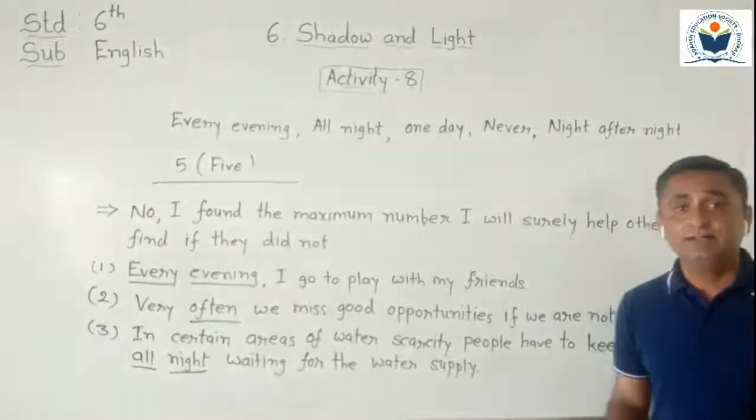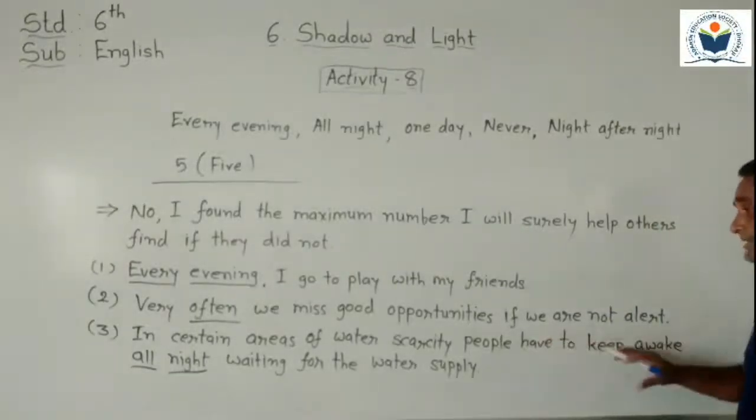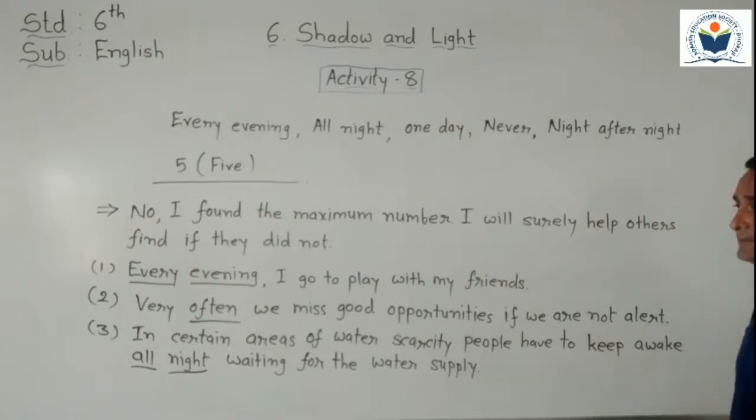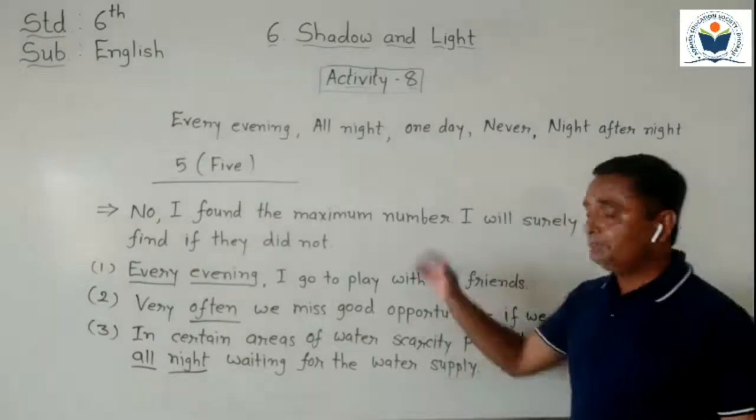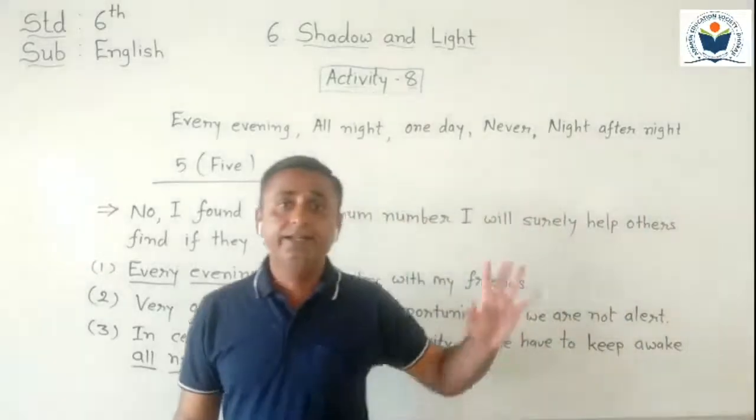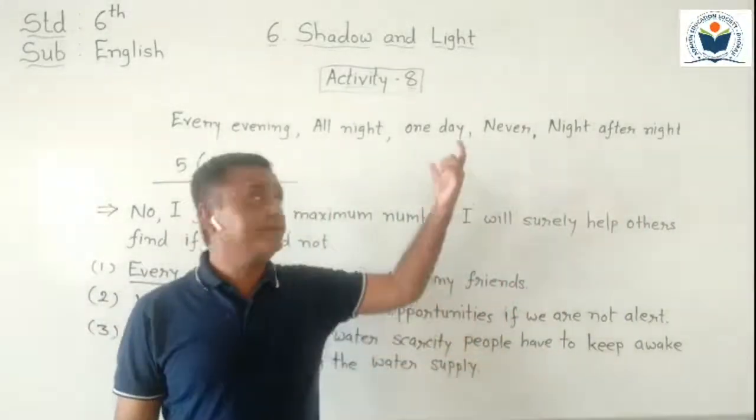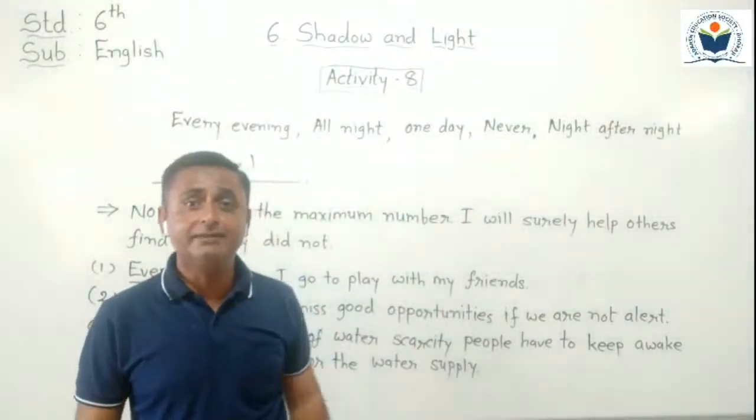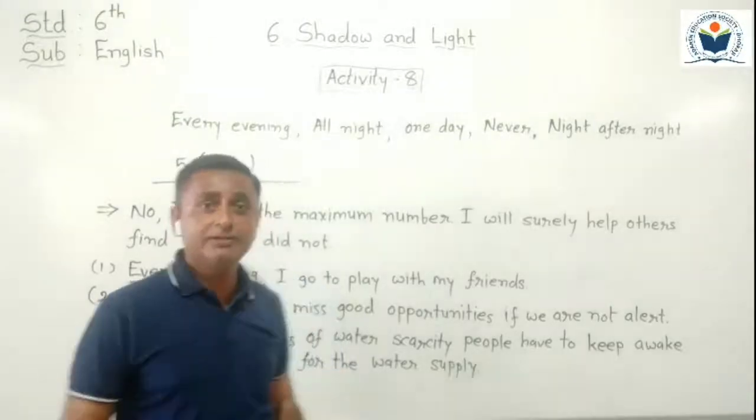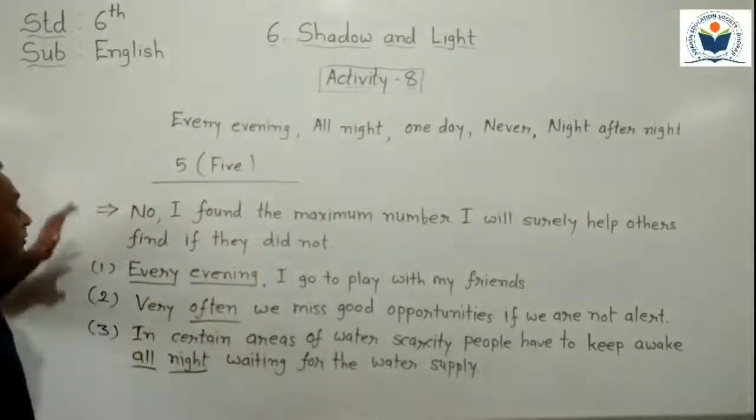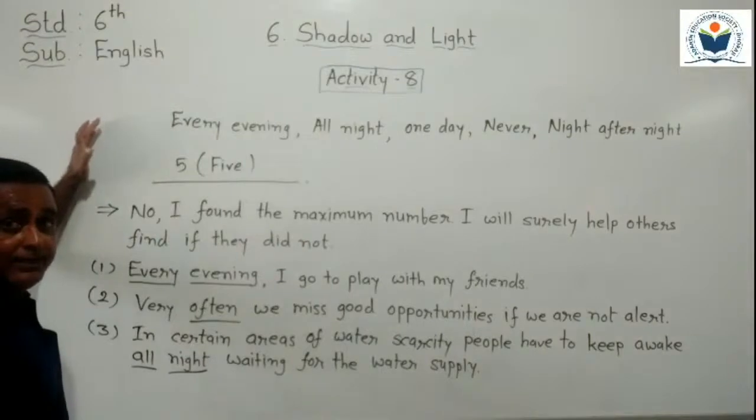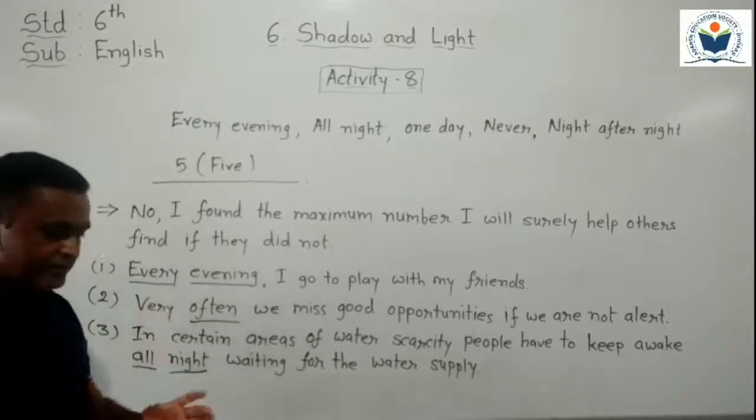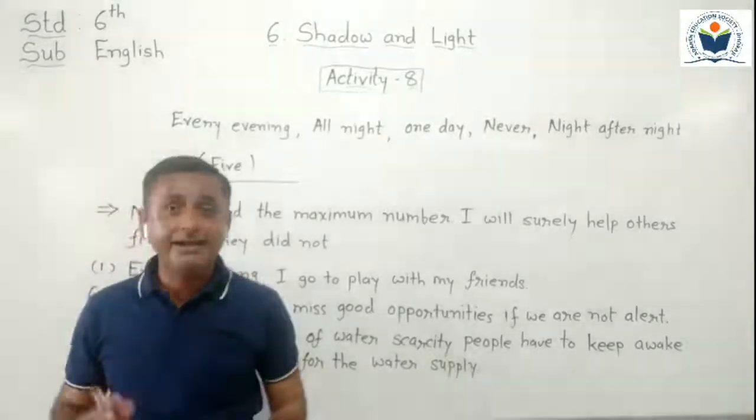So students, here I completed three sentences. You have to write those three sentences in your textbook in the space given. Complete all the things in your textbook. Here we completed our activity number 8. You have to complete everything as I have written on the board, in the given space in your textbook. So students, our activity number 8 is over.